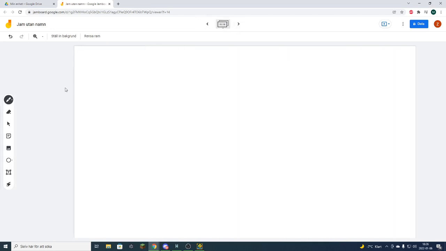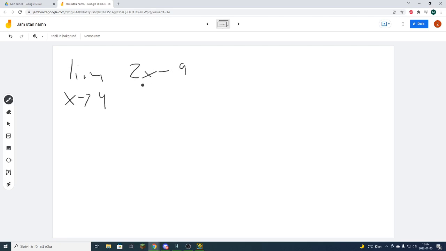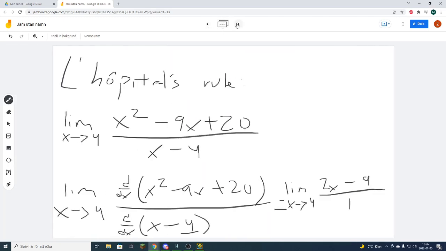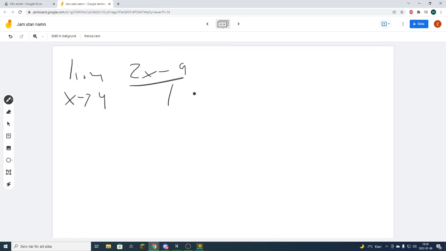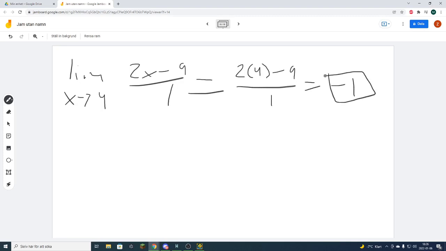So we need to find the limit as x goes to 4 of (2x minus 9) over 1. Now this isn't that difficult, because now we can actually plug in 4. So we set x equal to 4, and we get 2 times 4 minus 9 over 1, which comes out to negative 1. And so the limit as x goes to 4 of x squared minus 9x plus 20 over x minus 4 is equal to negative 1.